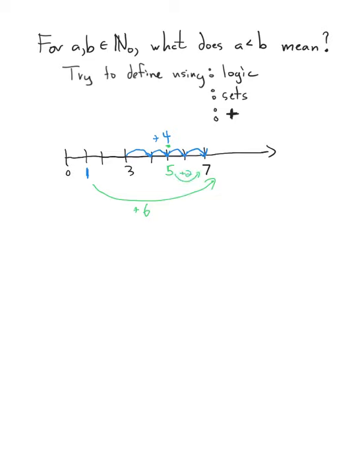So the whole idea is that the smaller number is smaller than the bigger number. We can show that because we can add something. There is a number we can add to the smaller number to get the bigger number. So that's kind of the idea. So let's write it out. Definition.